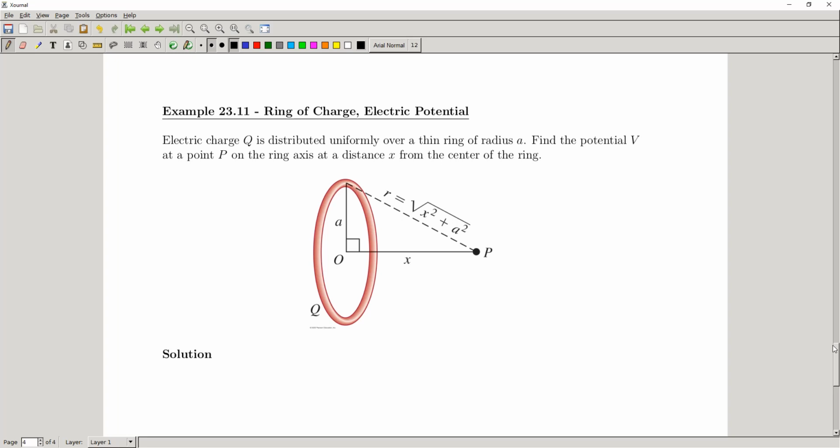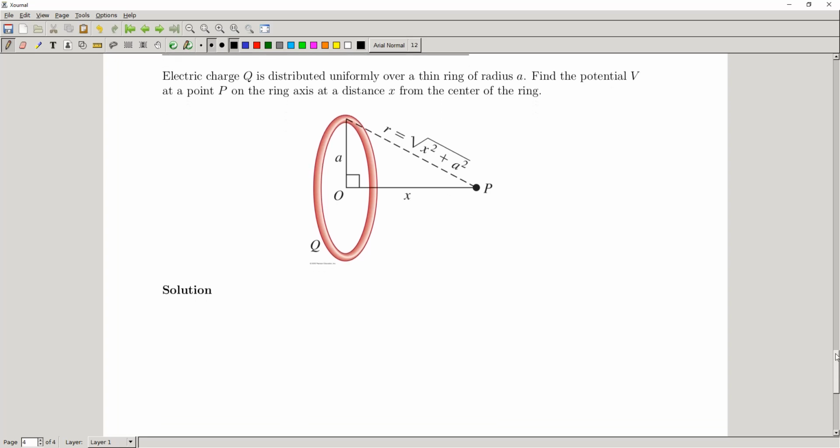center of the ring. So basically the setup that we have here, we know what the charge is over the ring. We know what a is. We're looking for the potential at some point P at a distance x, which sits on the axis. That's all great. In this case, however, we're going to assume that we don't know what the electric field is, although we do, and we're going to start from scratch and calculate what our potential should be.